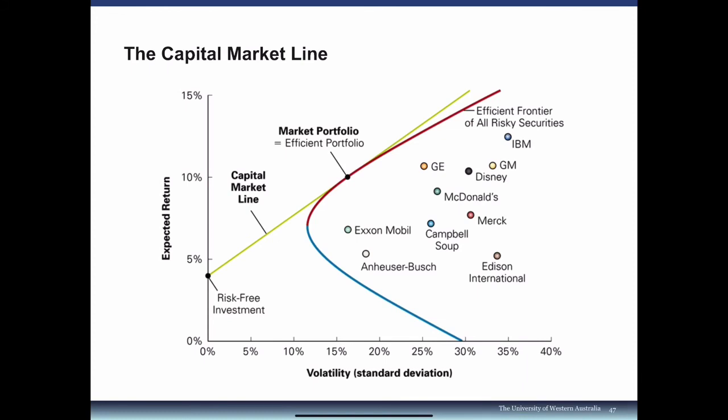And now we come back to where we started in week 10. Along the capital market line, we show there is a linear relationship between risk and return, where the risk is measured by the standard deviation, and return is just return over here, because they're linear, right?